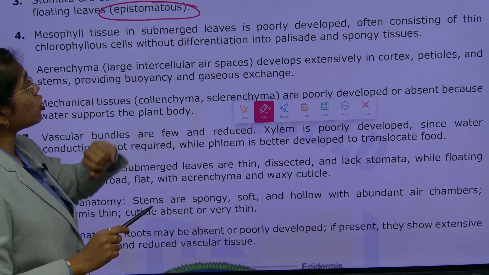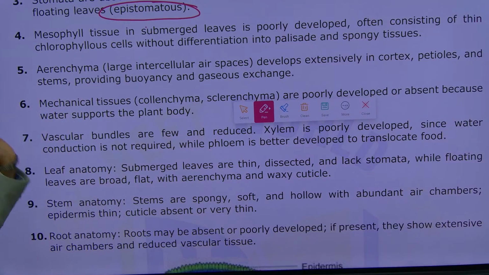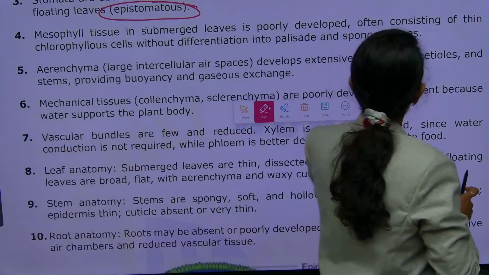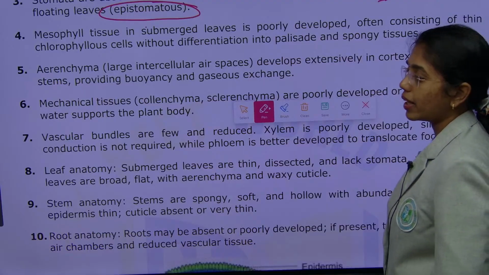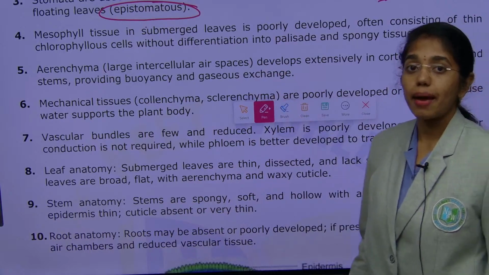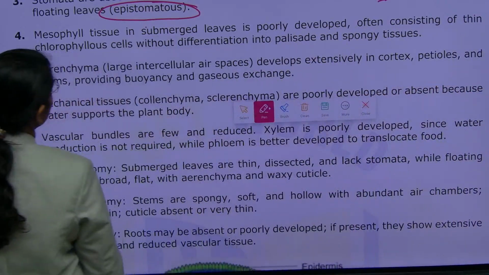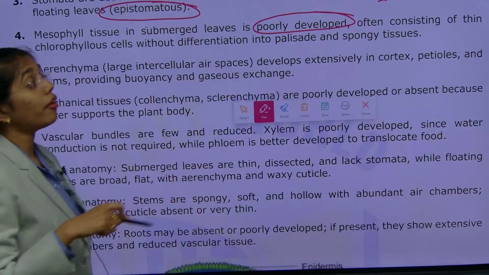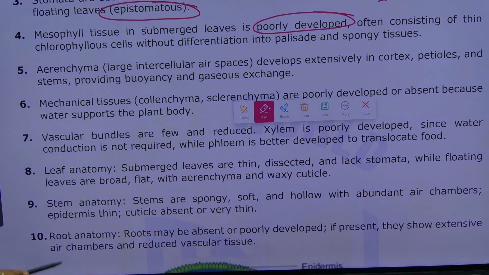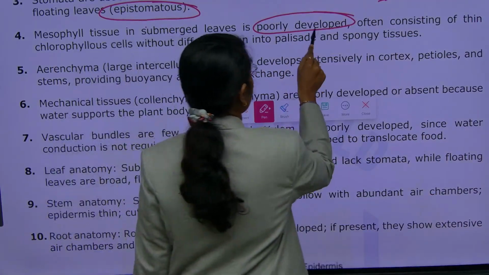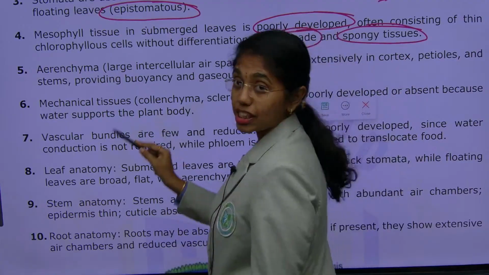Fine, right? See, epistomatous is a strong anatomical adaptation for hydrophytes, where stomata is absent, completely submerged in the leaves, but present only on the upper surface of floating leaves. Okay, stomata here is present on the upper surface of floating leaves, which is addressed as epistomatous condition. Mesophyll tissue in submerged leaves is poorly developed. Often it consists of thin chlorophyllous cells without differentiation. There is no leaf mesophyll differentiation into palisade parenchyma and spongy parenchyma.